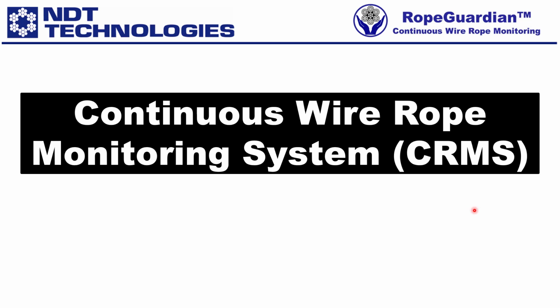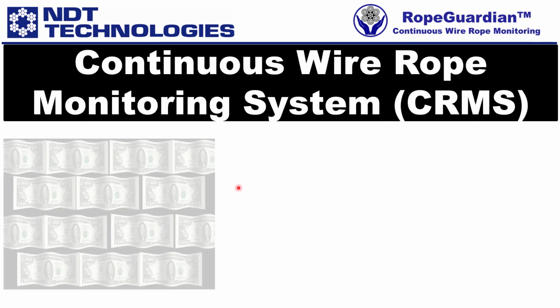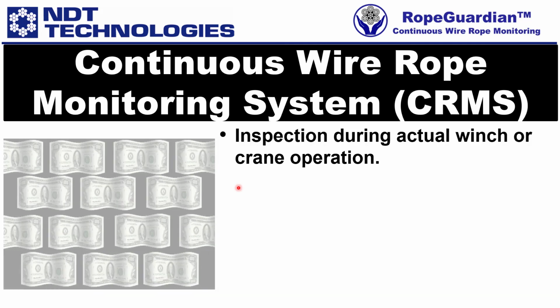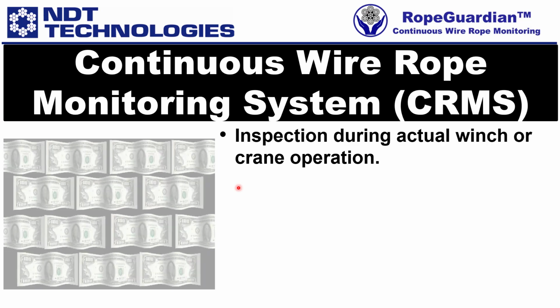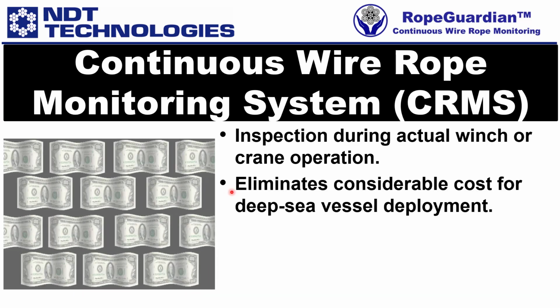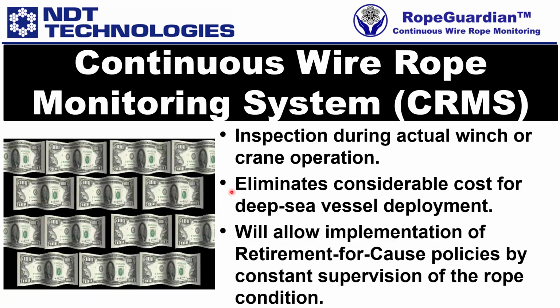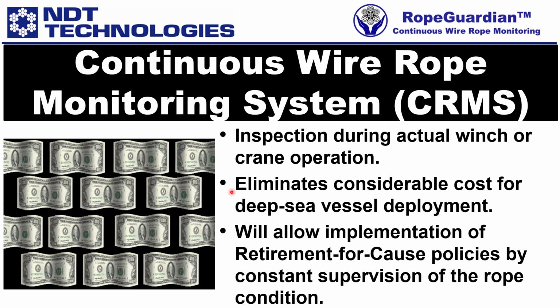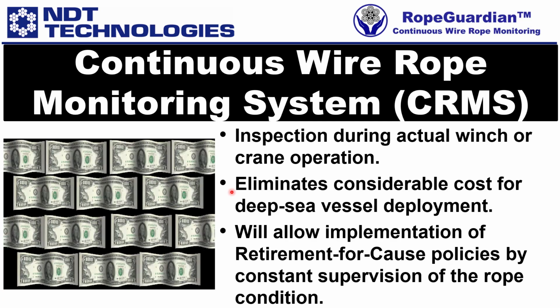A continuous wire rope monitoring system, or CRMS, will be explored. Our continuous wire rope monitoring system can be used for an inspection during actual winch or crane operation. It helps eliminate considerable cost for deep sea vessel deployment and will allow implementation of retirement for cause policies by constant supervision of the rope condition.